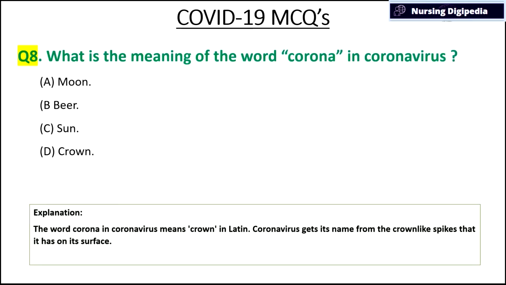Question 8. What is the meaning of the word corona in coronavirus? A. Moon, B. Beer, C. Sun, D. Crown. And the answer is D. The word corona in coronavirus means crown in Latin. Coronavirus gets its name from the crown-like spikes that it has on its surface.